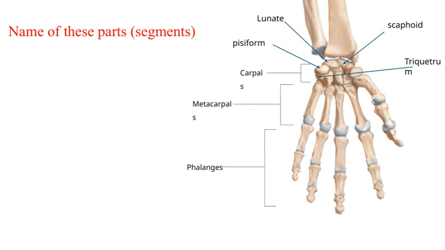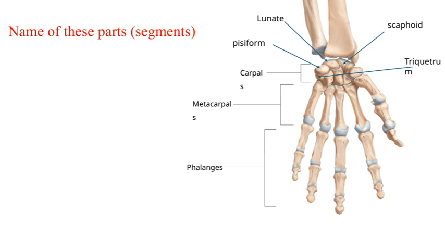Let's take a closer look at some of the key bones in the wrist. We have the triquetrum, which is one of the carpal bones, followed by the pisiform, another small carpal. Then there's the lunate, a central bone that plays a crucial role in wrist movement, and the scaphoid, which is important for stability and support. These bones are all parts of the carpal segment, which forms the wrist joint.